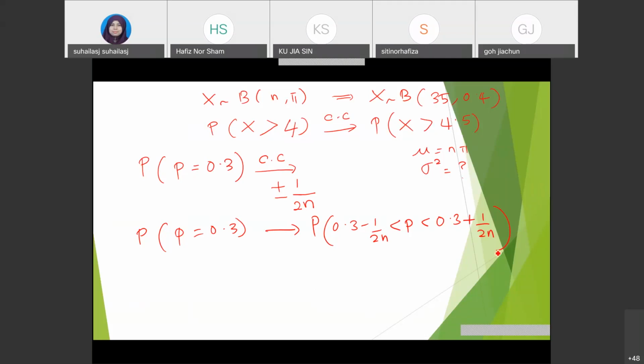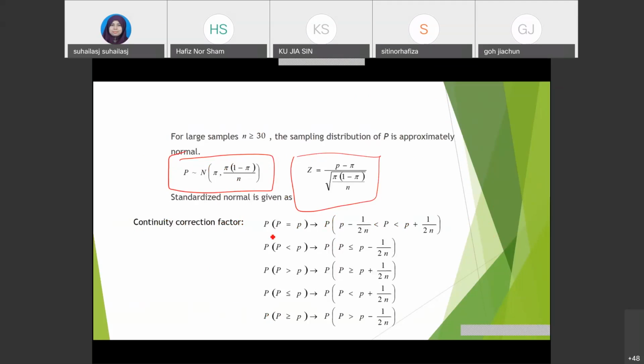So the concept is like this. Let's say we have a bar. The middle is P. Now you have P plus 1 over 2n, and the other one is P minus 1 over 2n. So if you want to find probability P equals P, you will have P minus 1 over 2n less than P less than P plus 1 over 2n in terms of interval. Okay, this is the first one.